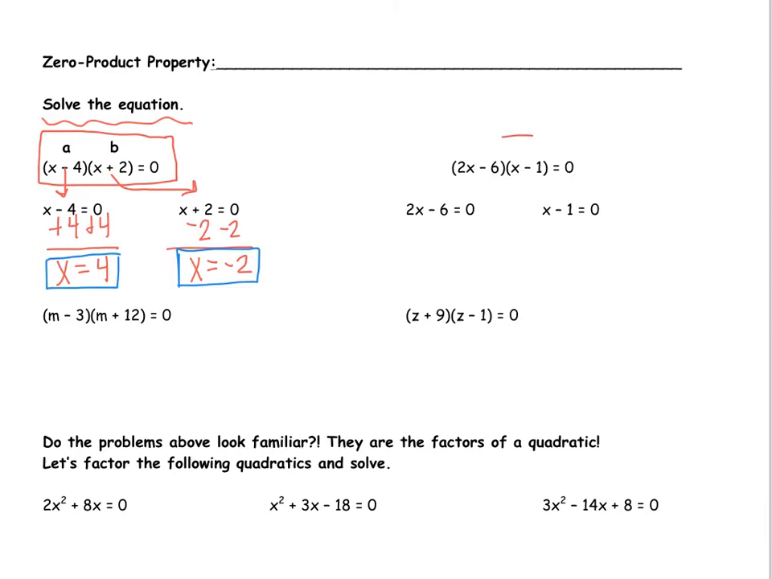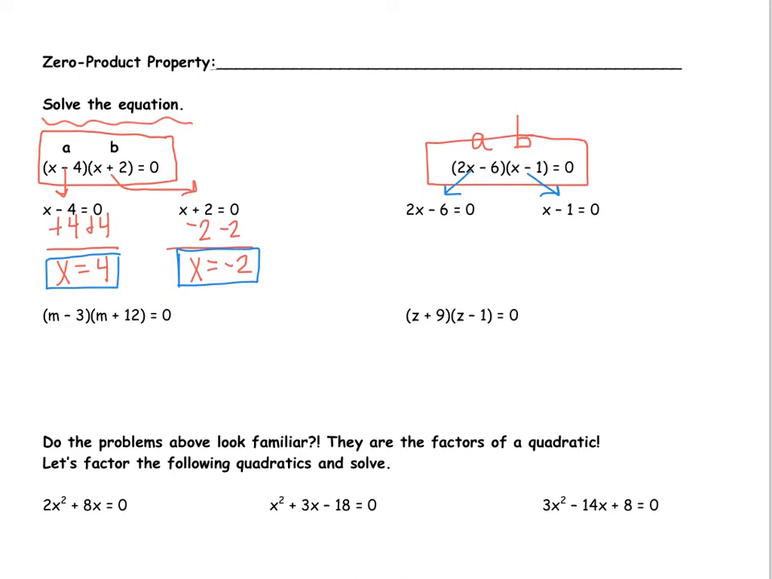This is my equation that I'm working with. I have two factors. I have factor A and I have factor B. They're being multiplied together. They're set equal to 0. So I'm going to separate the factors. I'm going to set each factor equal to 0, and then I'm going to solve them.